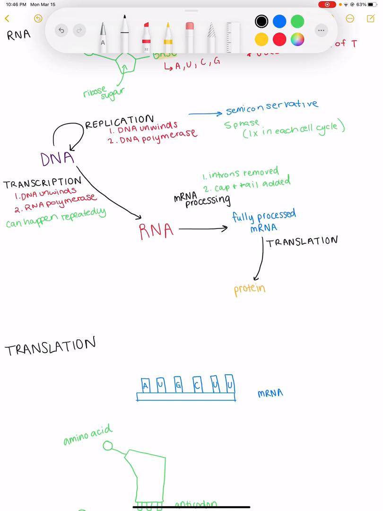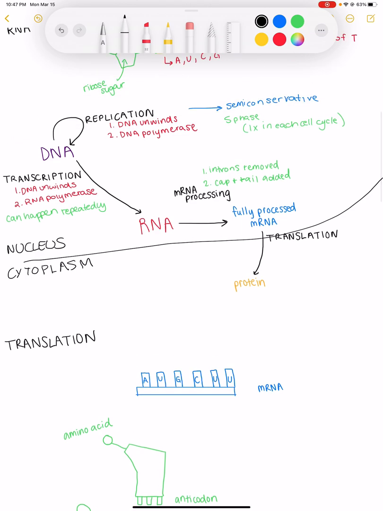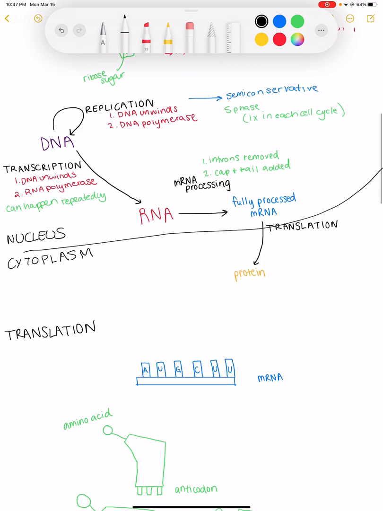So all of this is happening. So replication, transcription, messenger RNA processing. This is all happening in the nucleus. And then we will actually move into the cytoplasm when we undergo translation. So we'll talk about the steps of translation below, but translation is essentially taking a single strand of messenger RNA and using that as instructions to make a protein.